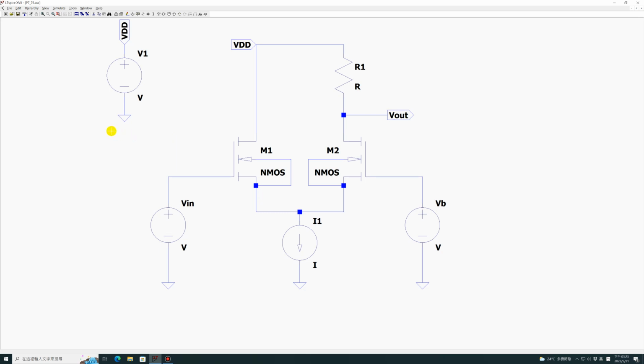Here we assume it's 1.8 volt. It's 1.8, and here the Vin is 1.2 and VB is 1.2. And the bias current is 1 milliamp. And the R is 1 kilo ohm.